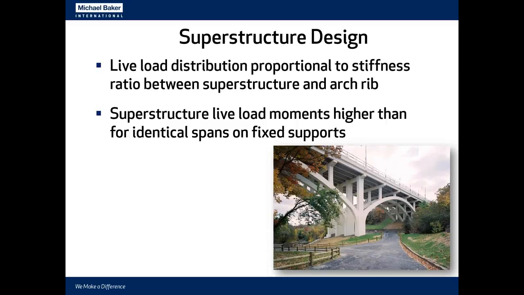Now, I want to talk a little bit about the interaction between the arch rib and the superstructure. So I mentioned earlier, the superstructure is continuous from end to end of the bridge and rests on bearings on spandrel columns over the arch rib. Because both the arch and the superstructure are continuous, as opposed to, say, the superstructure being simply supported between spandrel columns, this means that live load distribution between the superstructure and the arch rib is proportional to the stiffness ratio between the two.